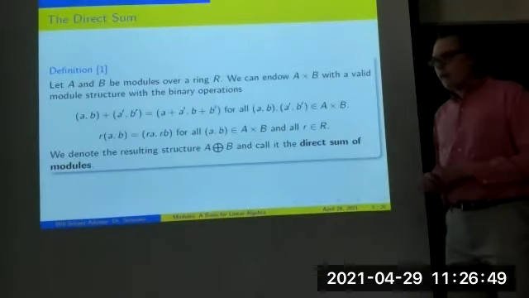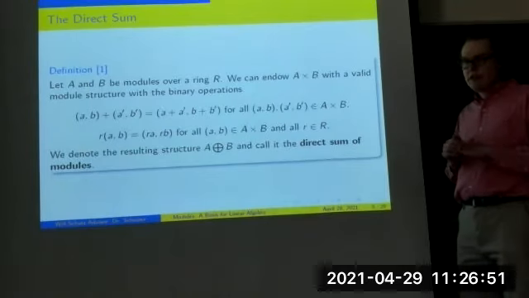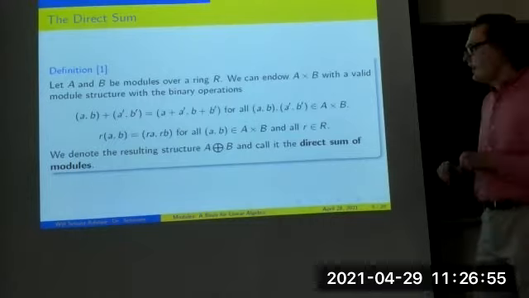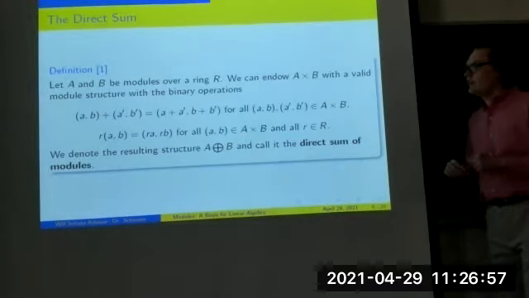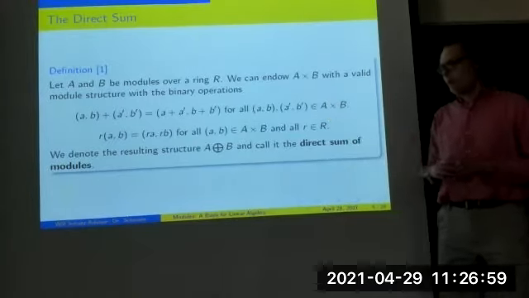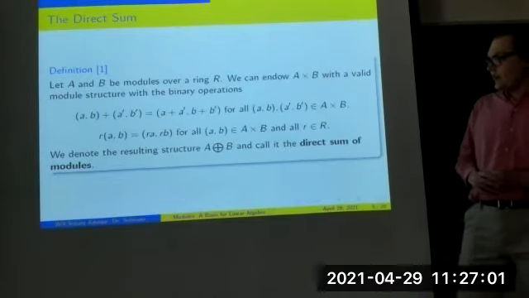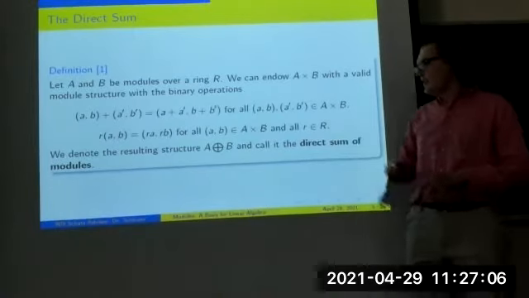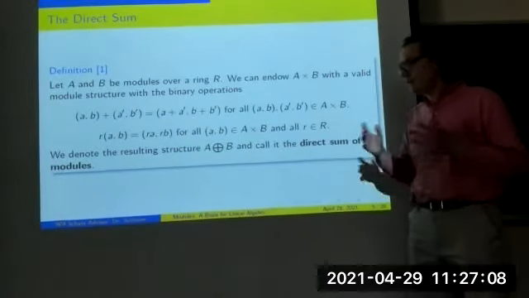So we need to proceed through a few more definitions surrounding modules. The first one is very much like something we've seen in group theory. All this slide is saying is that we can endow the cross product of modules with a valid module structure by using component-wise addition and scalar multiplication. And it is not hard to verify that this works out, but a little tedious.